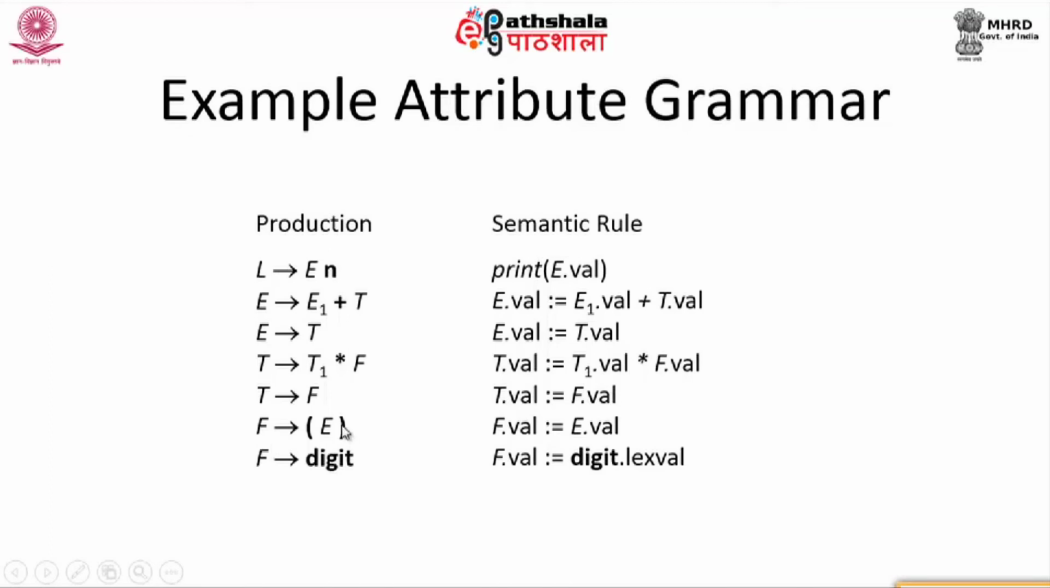And here F dot value is nothing but, when I have a close parenthesis, when I have E within a pair of parentheses, what does it basically mean? I am trying to actually prioritize. I am trying to evaluate this E first before proceeding on to anything else. So therefore, I will assign the value of E in terms of semantic action. I will copy the value of E and put it into F. Now when I have F produces digit, F dot value is equal to digit dot lex value. So whatever value is specified for the digit itself, that is given to this F dot value.